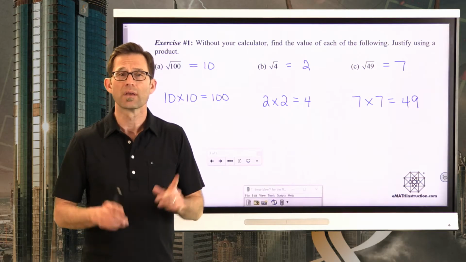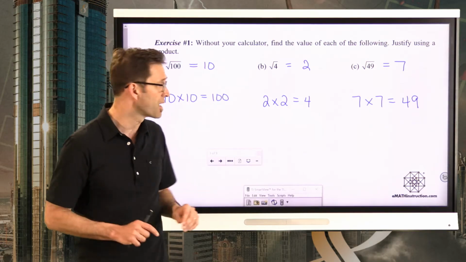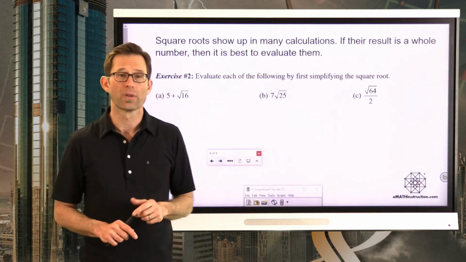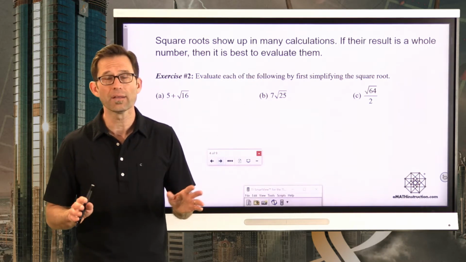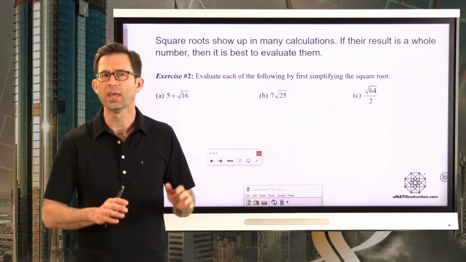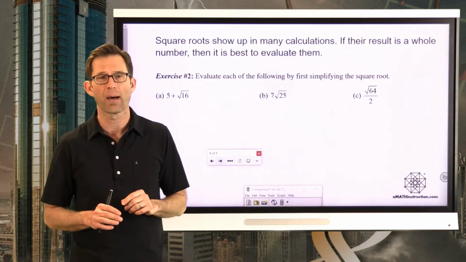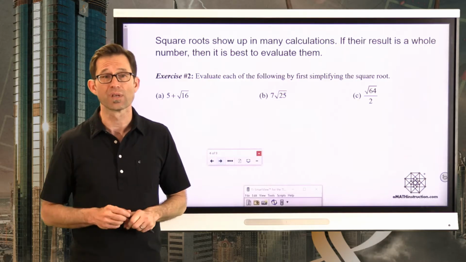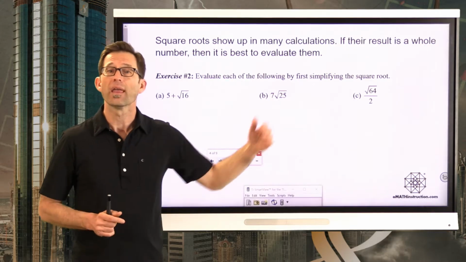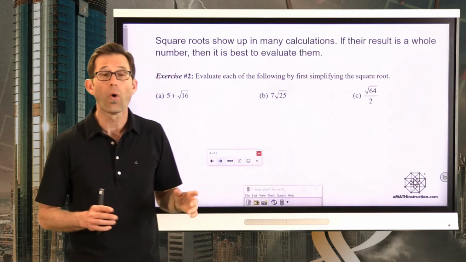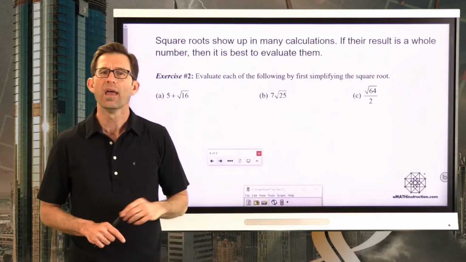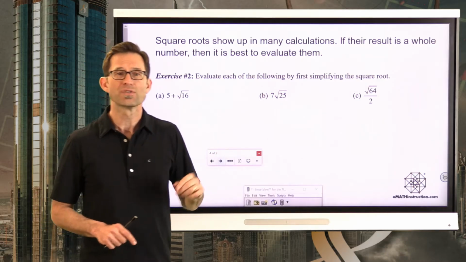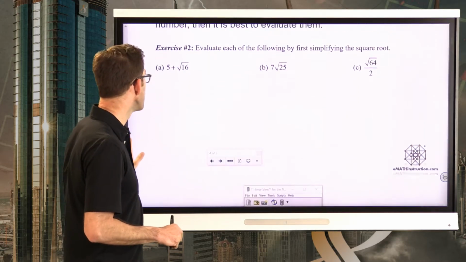My point is going to be illustrated even better in the next exercise, right? Square roots show up in a lot of different calculations, okay? You'll see them in science all over the place. We'll see them in tons and tons of math applications as we move forward, both in this course and, of course, a lot in future courses. If the result of a square root is a whole number, like the ones we just did, it's best to just evaluate them and then finish off the problem. So let's take a look at what I'm getting at in exercise number 2.